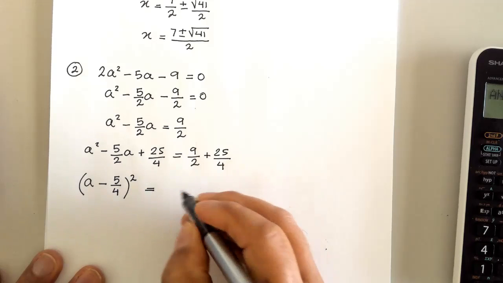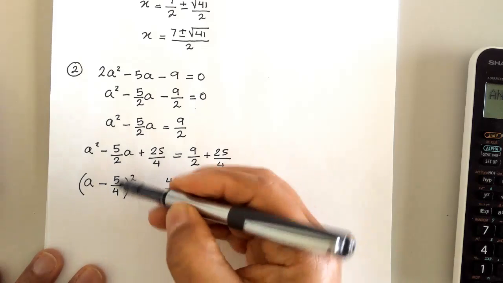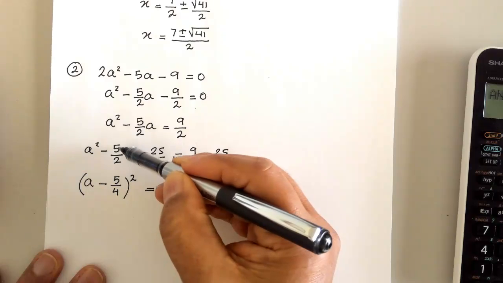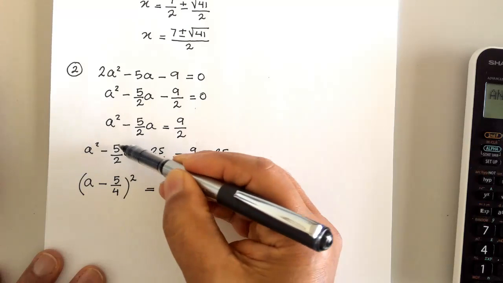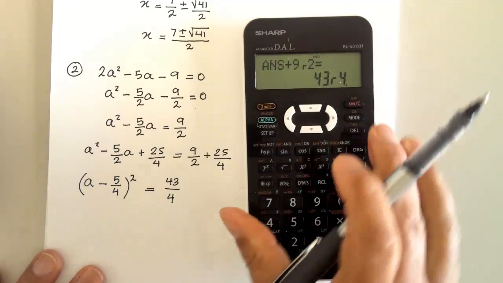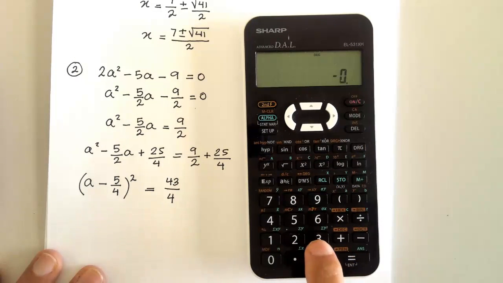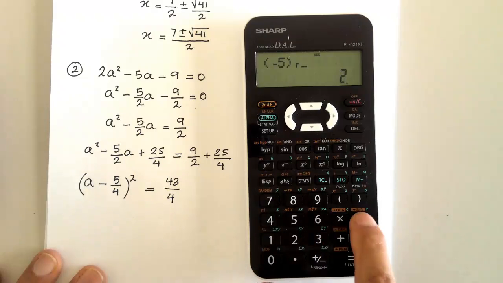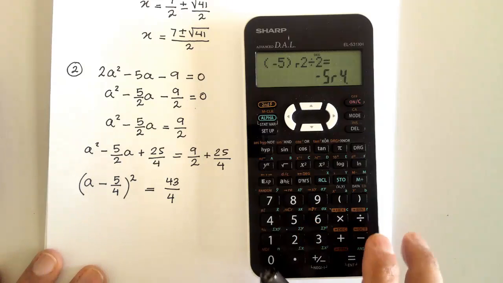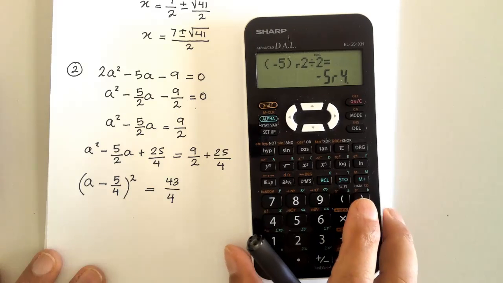And on the other side we have 43 over 4. Okay, so this 5 over 4 is coming by dividing this by 2. If you divide this by 2, then the answer is going to be minus 5 over 4. Let's show that in the calculator. So if you do negative 5 over 2 divided by 2, the answer is negative 5 over 4. All right, so that is where the negative 5 over 4 is coming from.